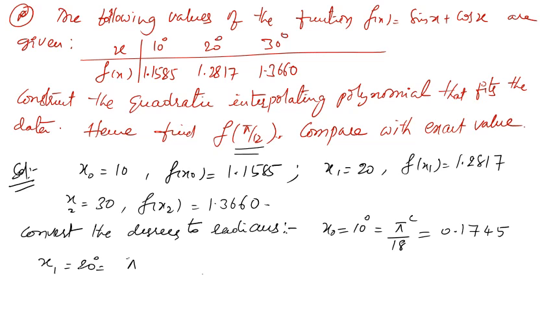20 degrees means pi by 180 times 20, that is pi by 9, right? Therefore, and pi means 3.14 something. After substituting, this is 0.3491. And x2 is what? 30 degrees, pi by 6, and in terms of radians, 0.5236. Substitute, what is the pi value? 3.1416. Okay, these are in terms of radians.